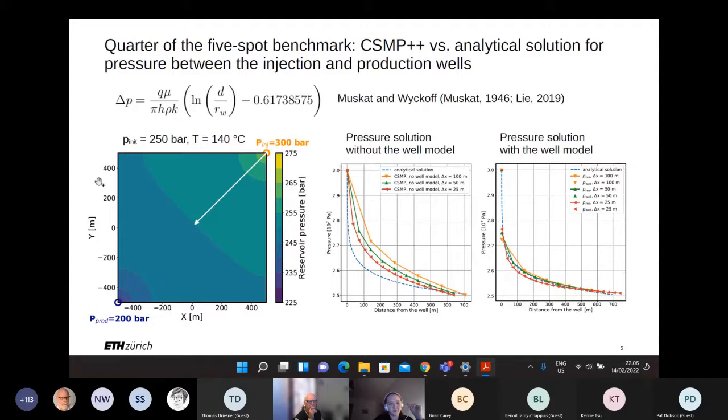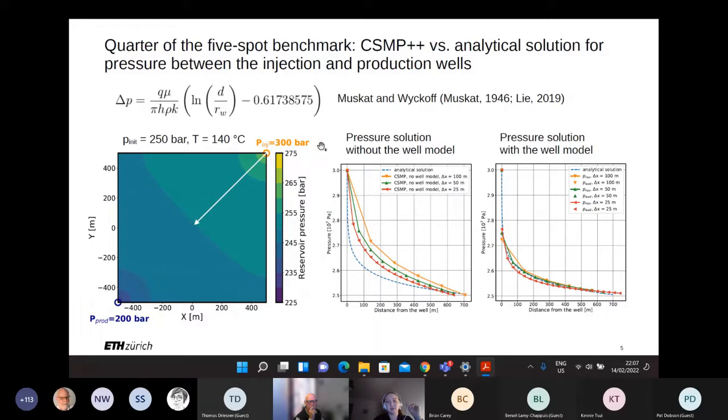So here on the left, the pressure distribution in the model is shown after the steady state flow has established. So first, let's look at this graph. So I have plotted the analytical solution for pressure near the injection well, so along this line here. And those other curves are the numerical pressure solution results without using the well model. So just applying the fixed pressure at the left corner and the right corner.